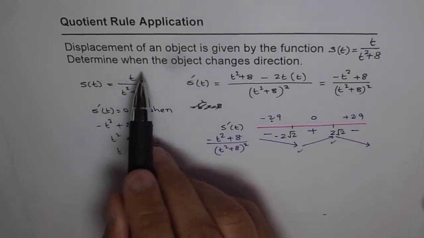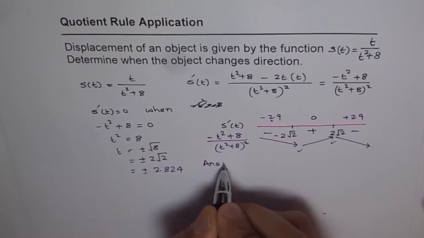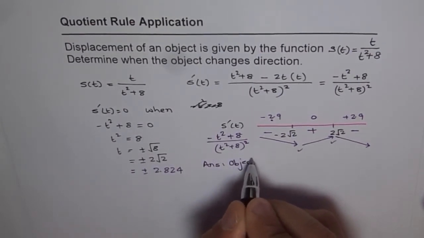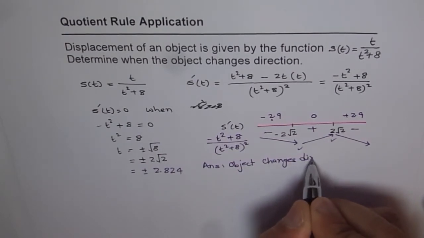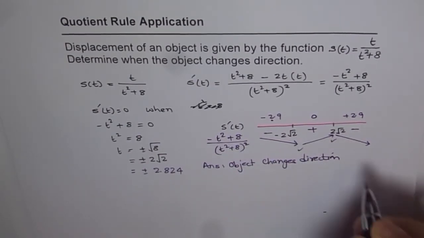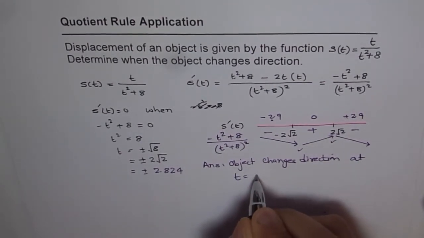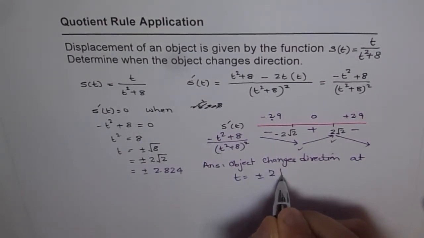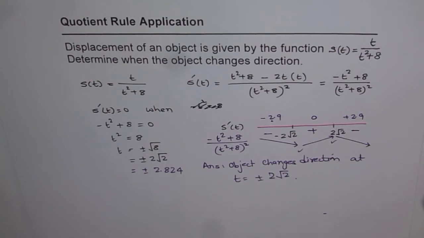So, determine when the object changes direction. We'll say the answer here is: the object changes direction at t equals plus minus 2 square root 2, correct? So these are the two values where the object is going to change the direction.